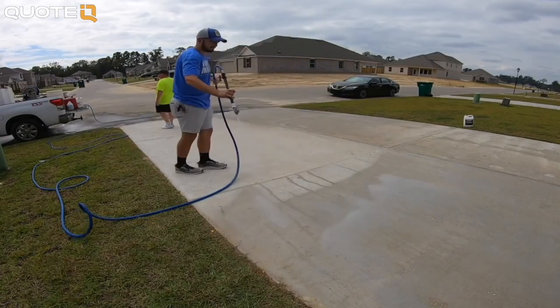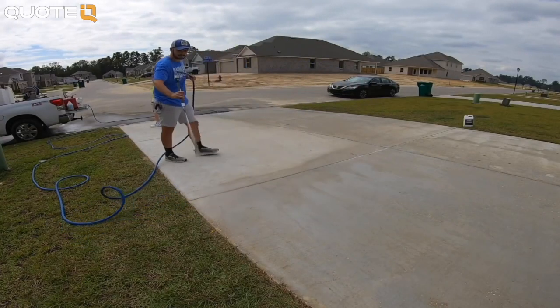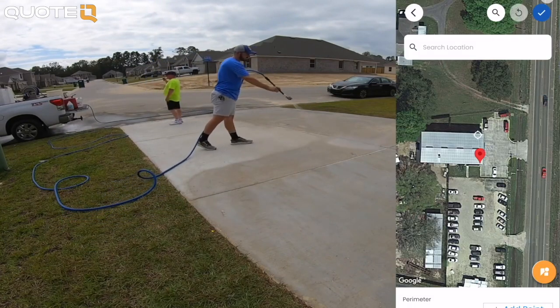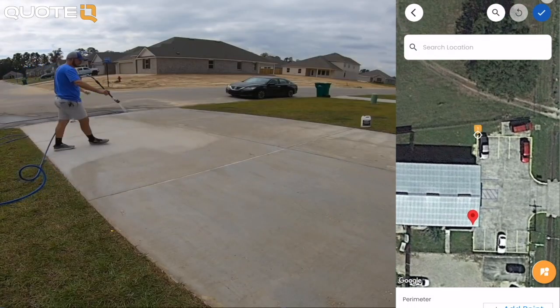Aaron, let's kind of get into how to price the job. So is this square footage based pricing? Can we do this remotely? Just kind of measure it out and then go with the square foot based price?